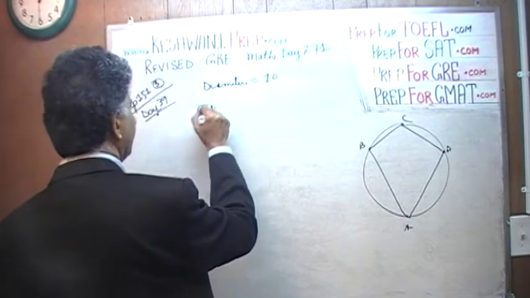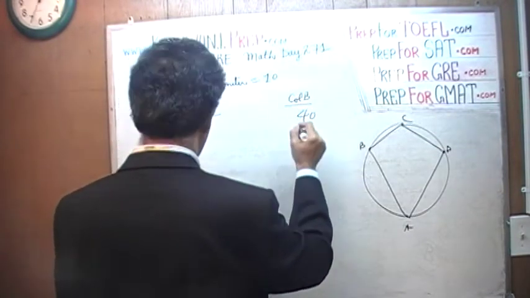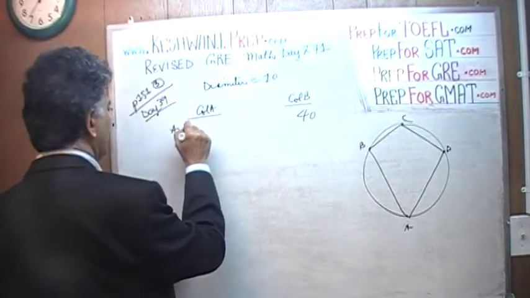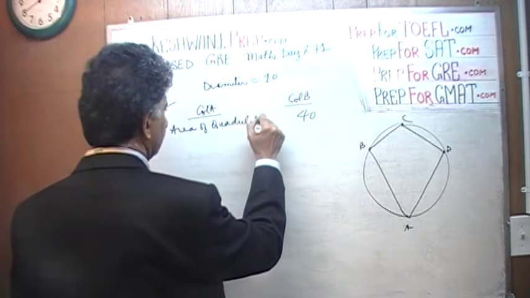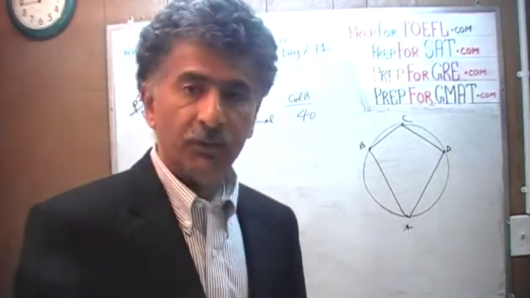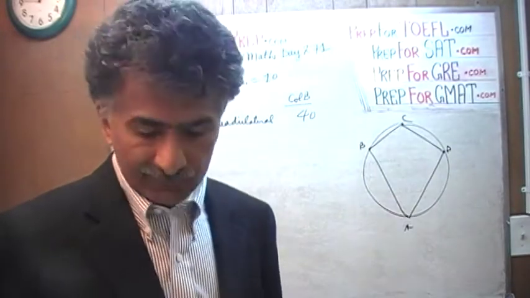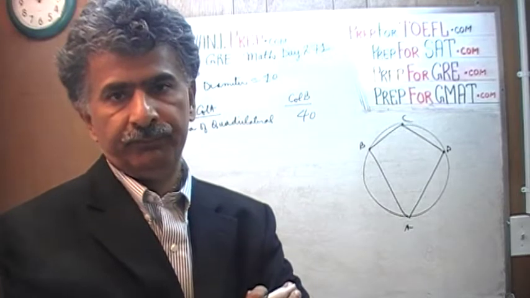Column A and column B. Column B is very straightforward. We have a quantity of 40, and here the area of the quadrilateral versus 40. What can we say here? What is the maximum area that this quadrilateral can have?